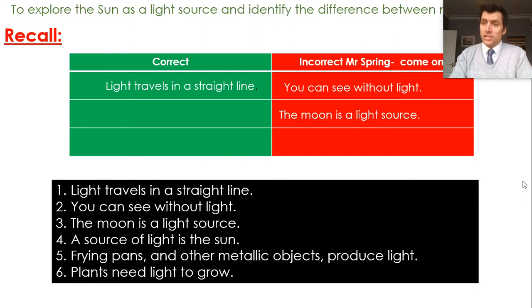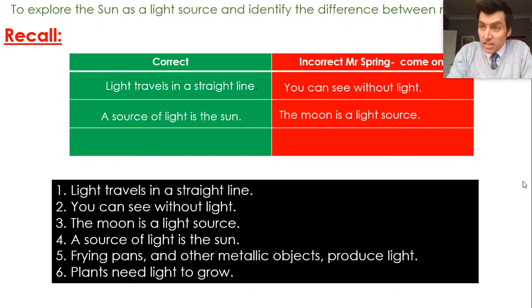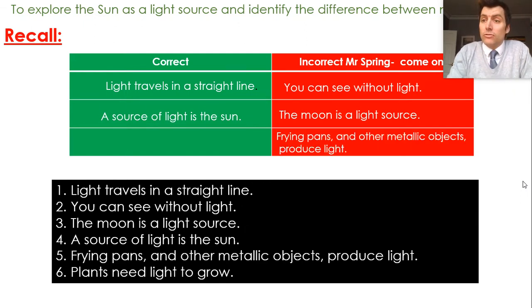The moon is not a light source. If you remember, the sun's light reflects off the moon, and that is what we see in the sky, the sun's light reflecting off the moon. The sun is, though, a source of light, and things like the moon reflect light rather than actually producing their own.